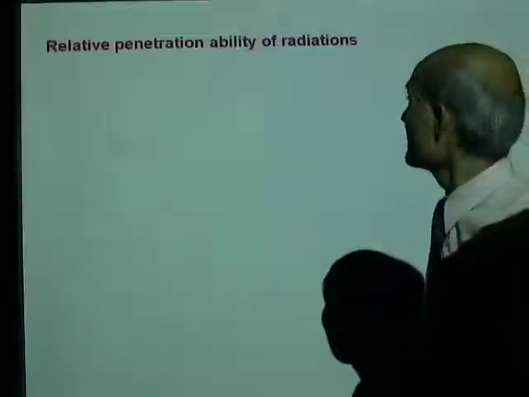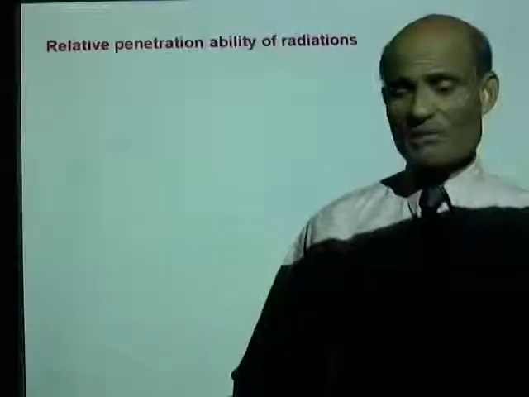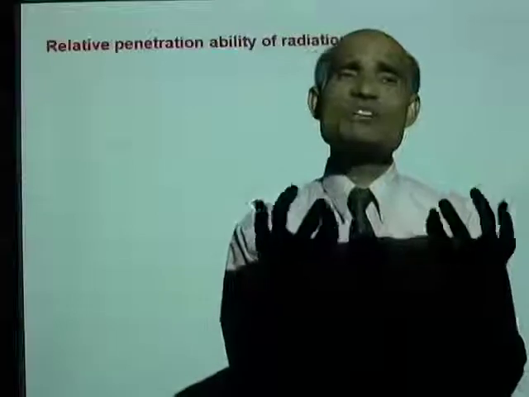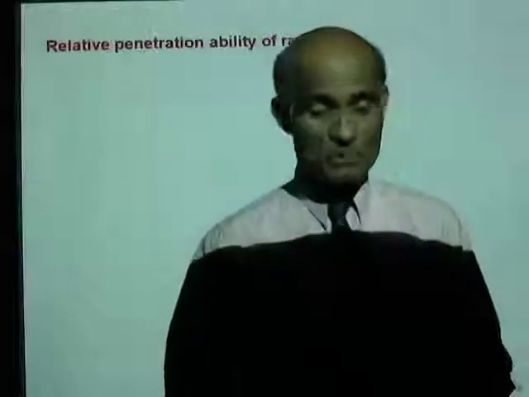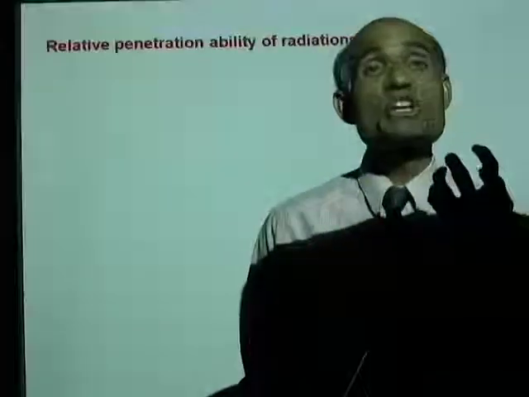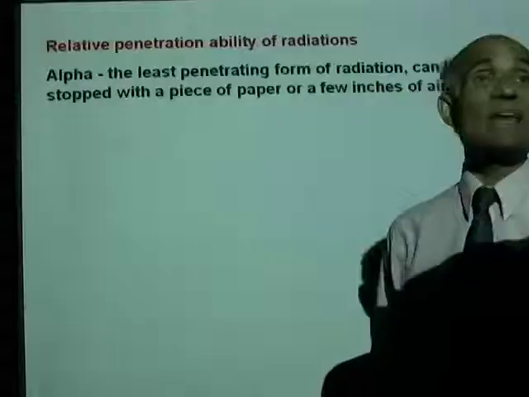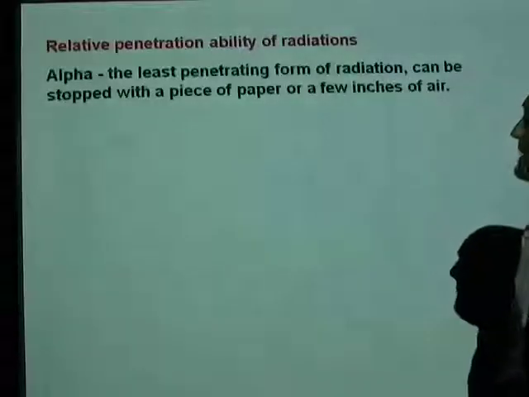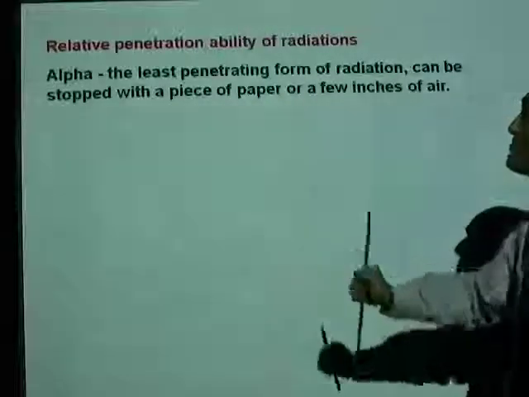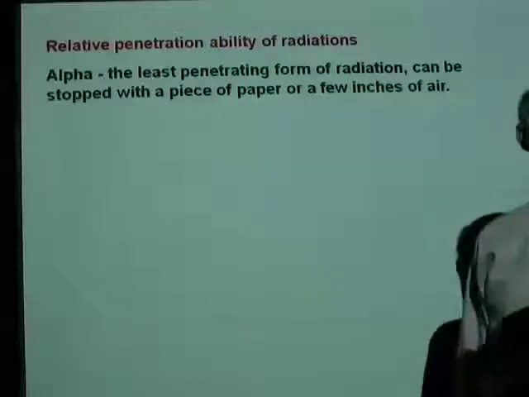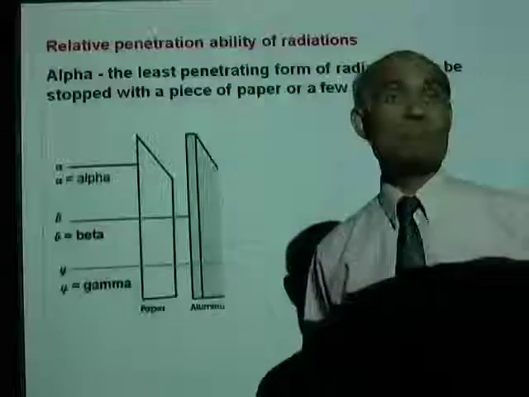All right. So that takes us to the relative penetration ability of radiations. Which of these radiations have greater penetrating ability? Well, obviously, we know alpha radiations do not penetrate much, but gamma radiations are very highly penetrating. Alpha, the least penetrating form of radiation, can be stopped with a piece of paper or a few inches of air. So they're not very highly penetrating.